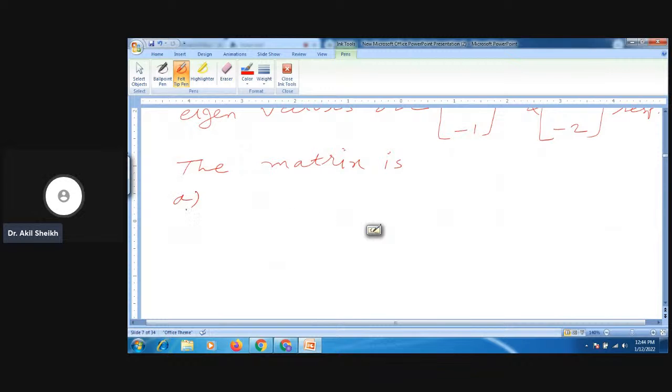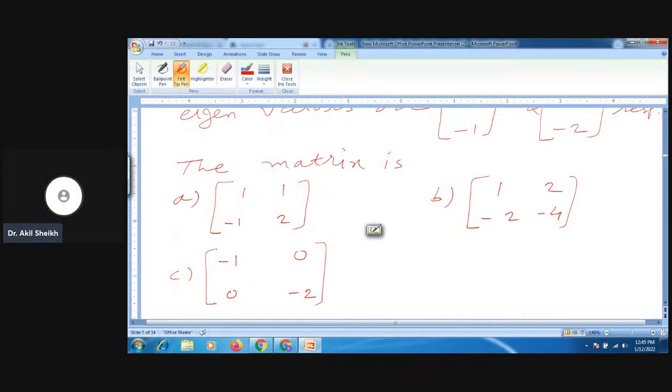We have four options. Option A is 1 1 minus 1 2. Option B is 1 2 minus 2 minus 4. Option C is minus 1 0 0 minus 2, and option D is 0 1 minus 2 minus 3.